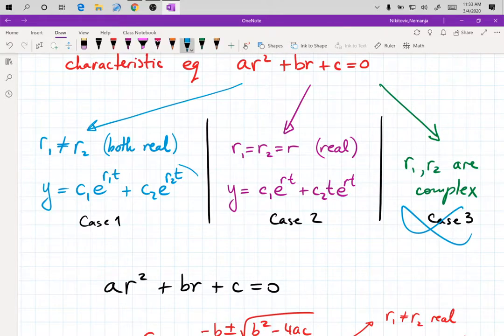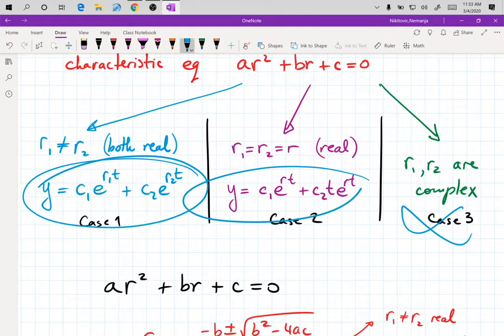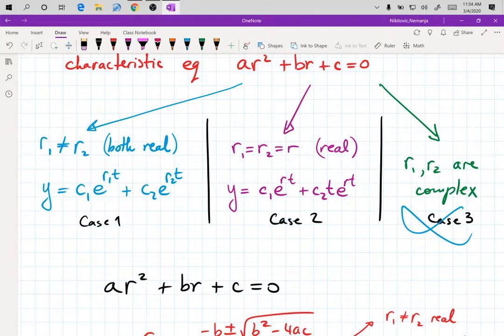So you are memorizing this is a solution, this is a solution, and the complex one with sine and cosine is the third case. You can get any of these cases as a solution to your differential equation.